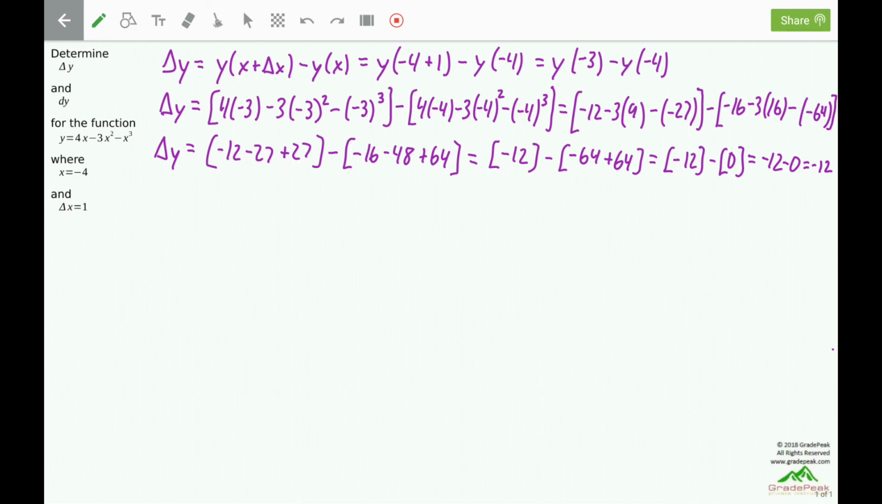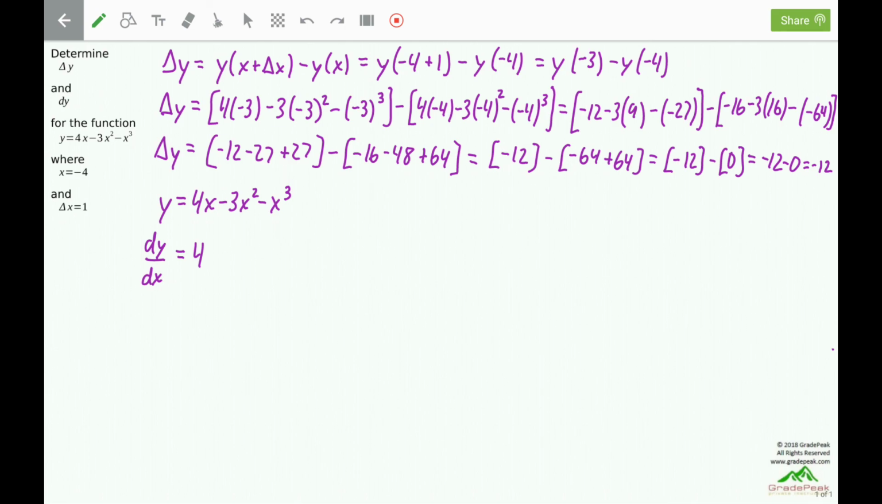The next thing to determine is dy, and dy is determined by taking the derivative of the function. Y equals to 4x minus 3x squared minus x cubed. In the derivative, we will want to use the dy dx notation. The first term is a constant times x. The derivative will be the constant.